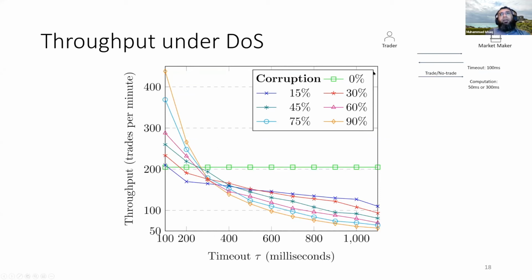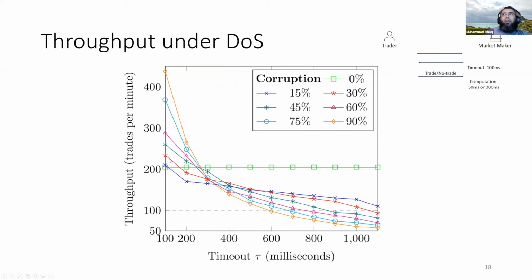And in case of zero corruptions, this green bar, you see that it's slightly over 200 trades per minute. And this is very good. The P2 DEX construction that has an MPC in it achieves slightly less than 100 trades per minute. So we are already double than them in the realistic WAN setting. And if we increase corruption, at higher timeouts, the throughput starts going down. At low timeouts, it seems to be as if there is an anomaly, right? The throughput is actually going up.